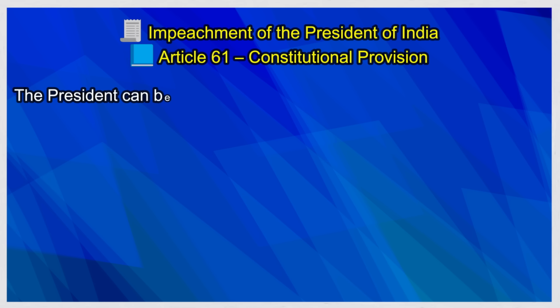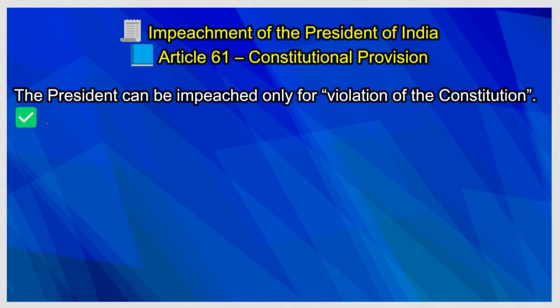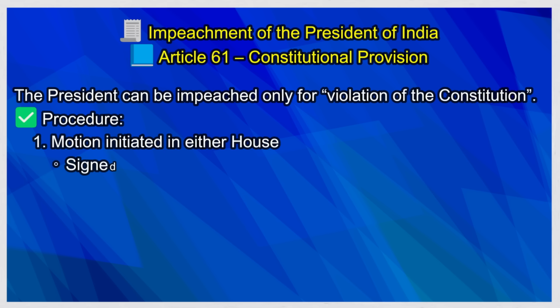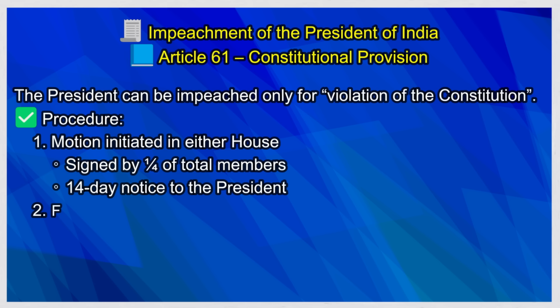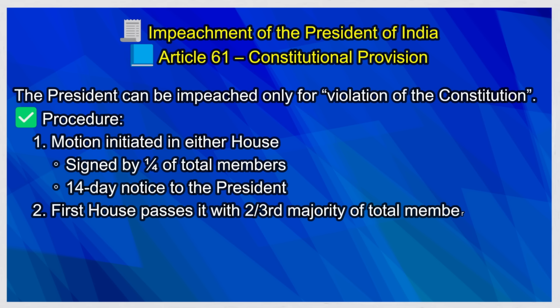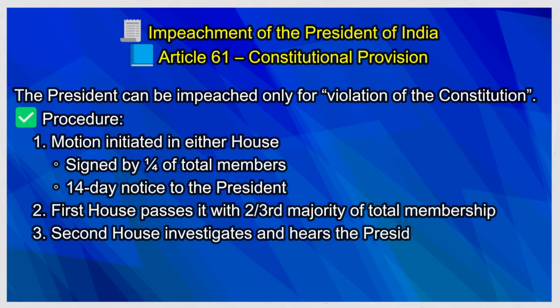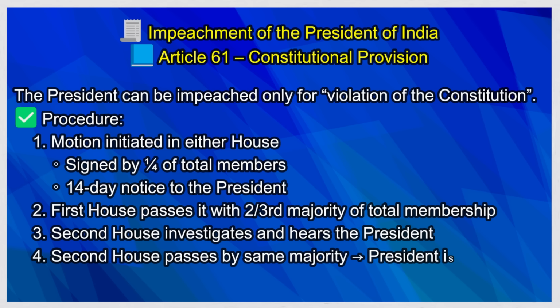Impeachment of the President of India is under Article 61, and that is only if he has violated the Constitution of India. Till date, there has been no impeachment of the President of India. Generally, this motion is initiated in either house and signed by one-fourth of total members. The first house passes it with a two-thirds majority. Then the second house investigates and hears the president, and the second house passes by the same majority, after which the president can be removed.